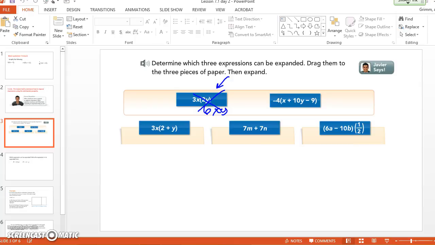Nick? 7. The one with the 7s, so 7n plus 7n. Yeah, there's nothing to be expanded there. That's like the answer, right? So this one cannot be expanded. Everything else up there can be expanded.